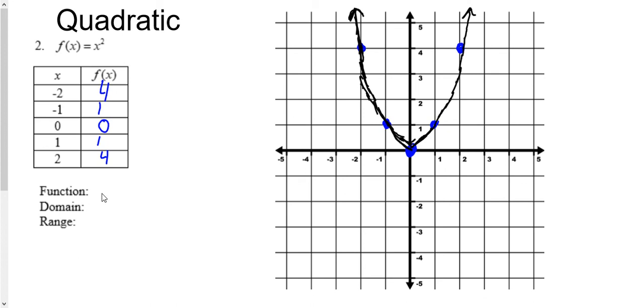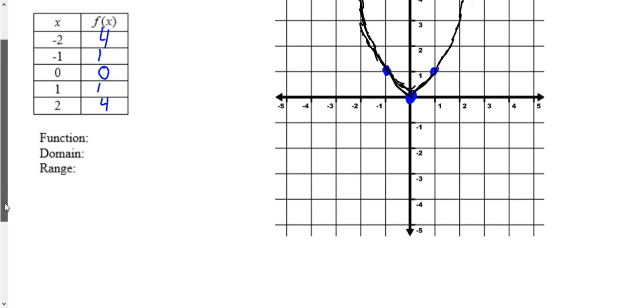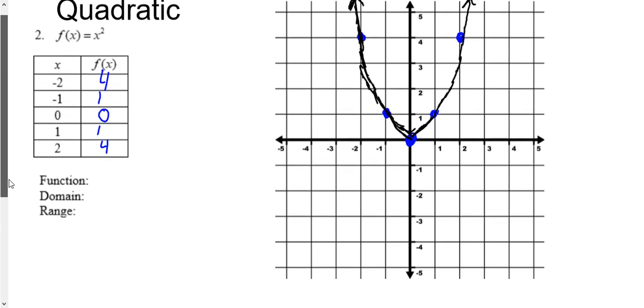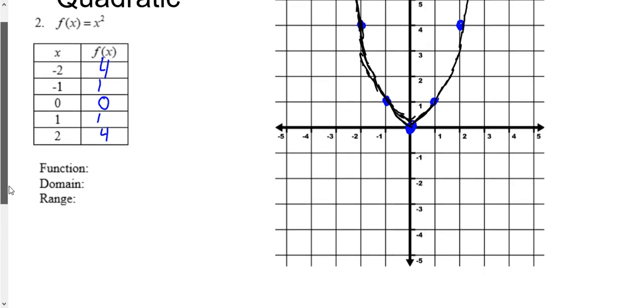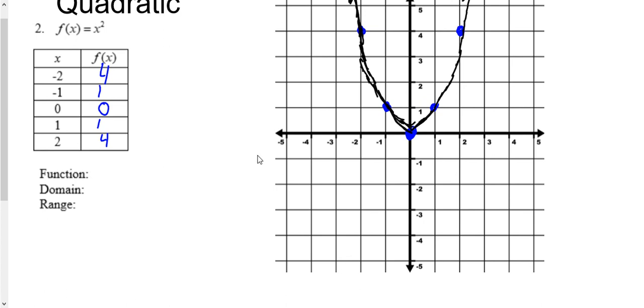To answer this question here, function notation, is this graph a function, yes or no? Basically, you're asking yourself, if I drew a vertical line and moved it left to right, would I ever cross this graph more than once? The answer here is no, I don't ever cross it more than once, so yes, this is a function. What's my domain? Well, how far left and how far right do we go? As far left as we can go is negative infinity, as far right as we can go is positive infinity. This is what we call x is an element of the reals.